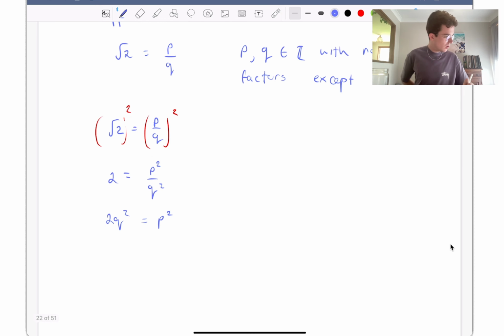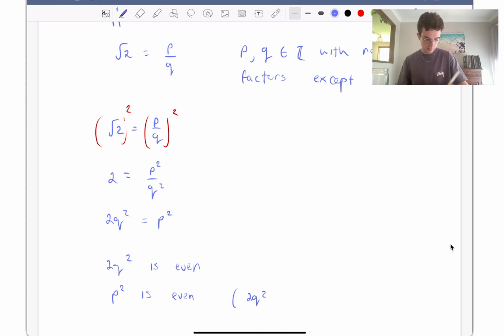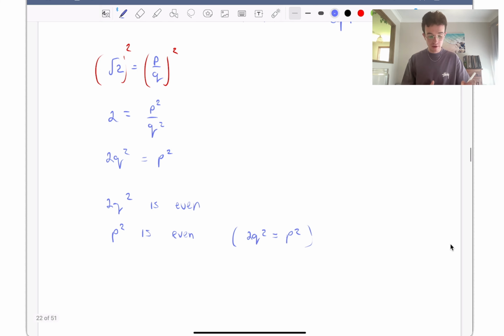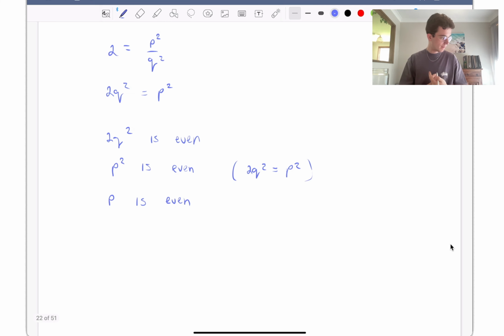Now, we know that 2q squared is even because we're multiplying it by 2. That is also telling us that since it's equal to p squared, then p squared is even. Now, if you square root an even number, you get another even number. So p is even. So we've decided that p is even.